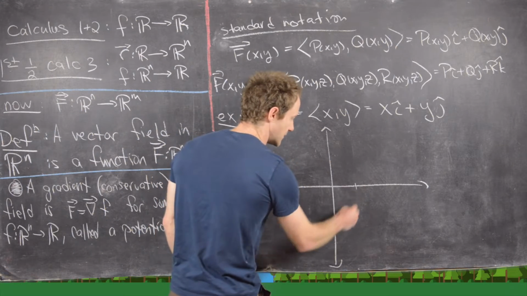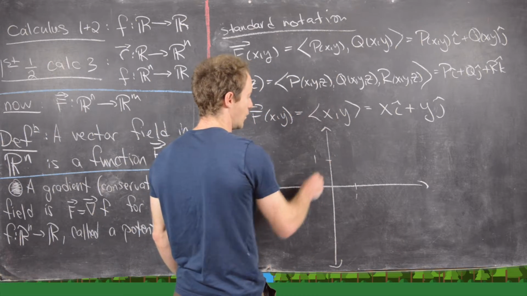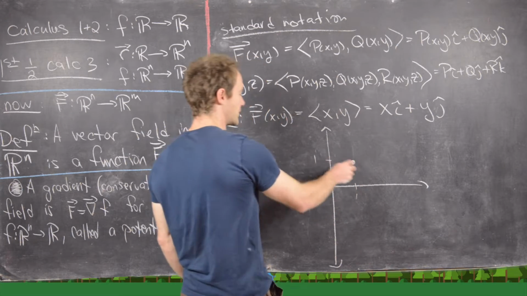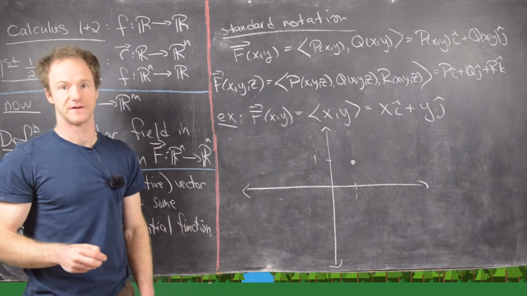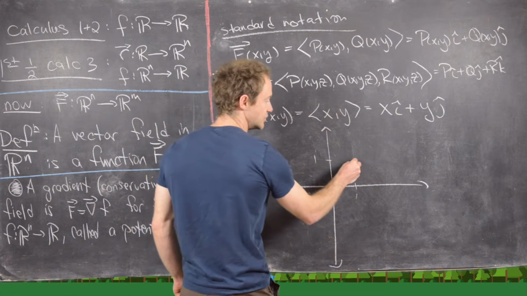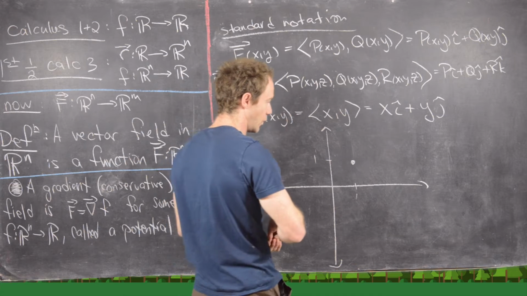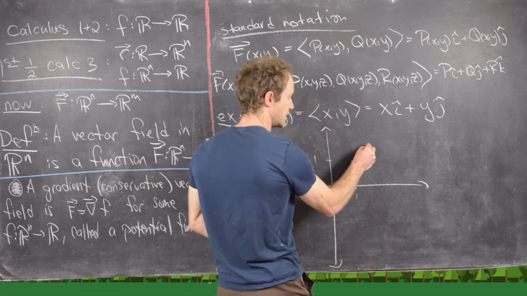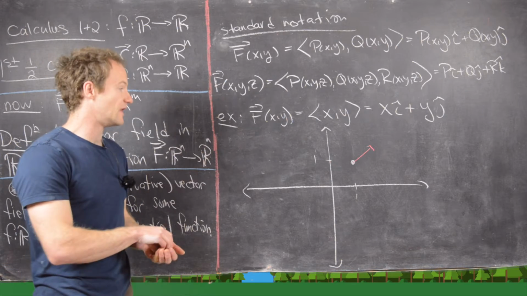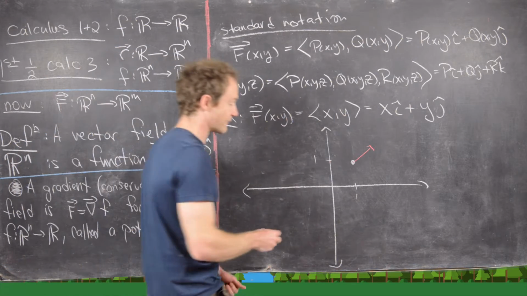So for example, if we go here to 1, 1, we'll go up here. Now we want to plug 1, 1 into this vector field. Notice that's also going to give us 1, 1. And then what we'll do is we'll draw the vector 1, 1 at this point. So we'll get something like that. And then what we'll do is do that at every point.